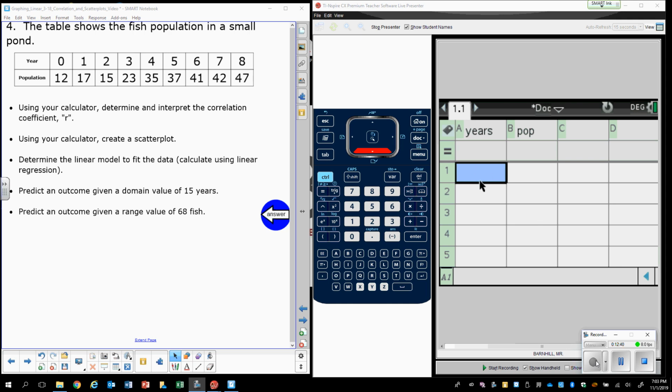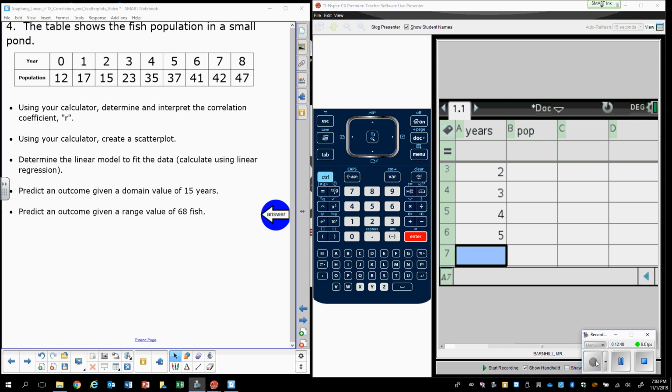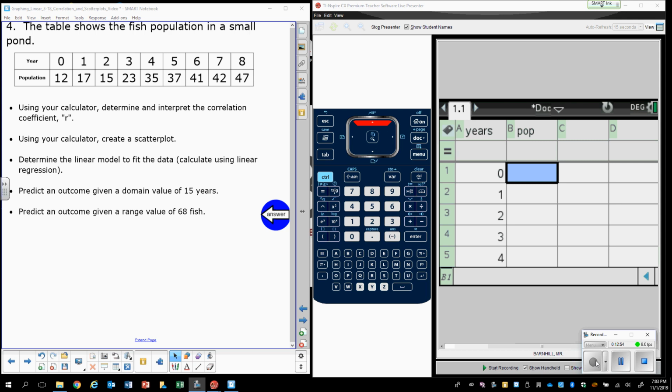So we're going to go back down until we're in this little area right here where we can enter our values. So in years, I'm going to put in 0, 1, 2, and I'm going to do this all the way up to 8. And then I'm going to go over to population. I'm going to go back up to the top, and I'm going to type in those values.